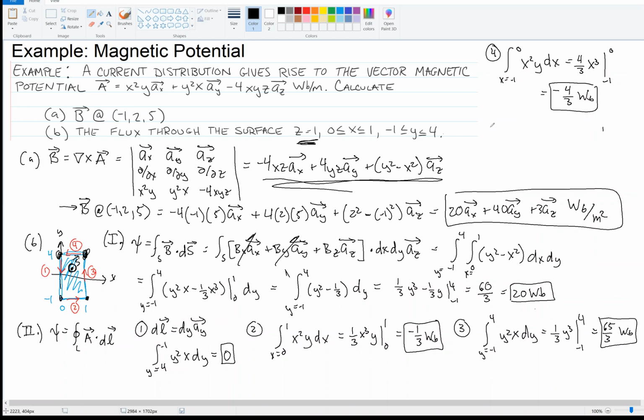Okay, so my total flux is the sum of those. So -4 and -1 makes -5, plus 65 makes 60/3. So 60/3 Webers, that's what we had here, right? And that's, of course, 20 Webers. And so that's our final answer. And of course, it has to match what we did in the first part before we used Stokes' theorem.